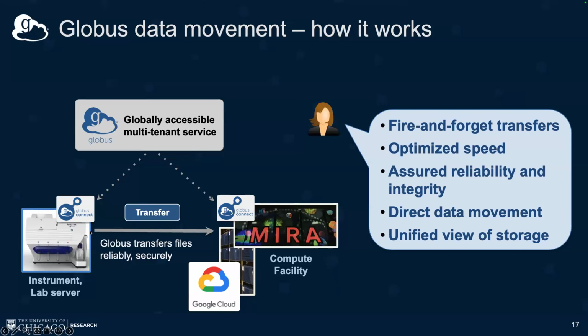But the data itself, those files, move directly between the two storage systems. That's the solid arrow here. So there's a direct connection between the two storage systems, and that's where the files move. They don't move anywhere else. They don't move up to our service and then back down, even transiently during the transfer. So you never disclose the contents of your files to Globus. We never see those. We never access those. So there's a direct transfer.